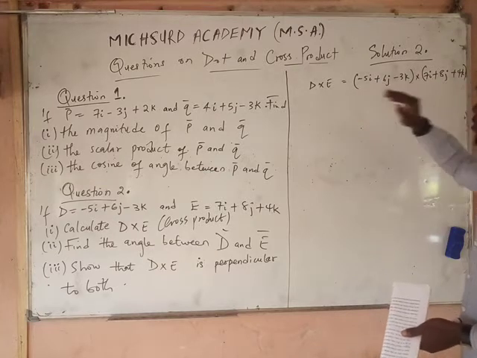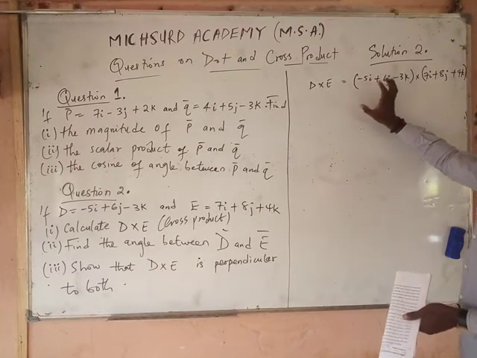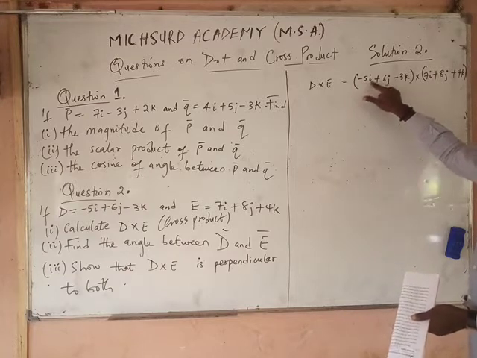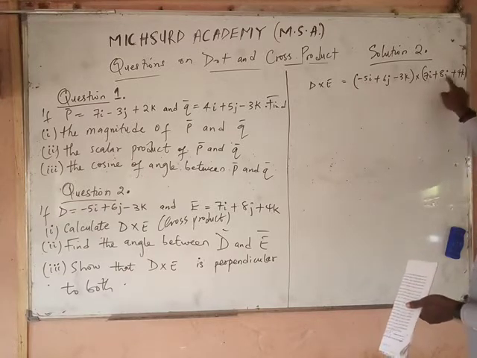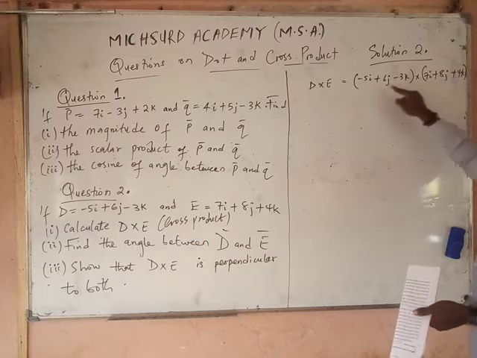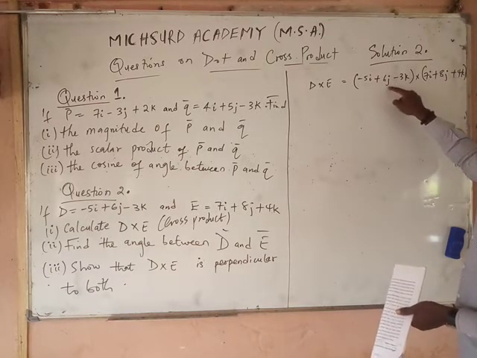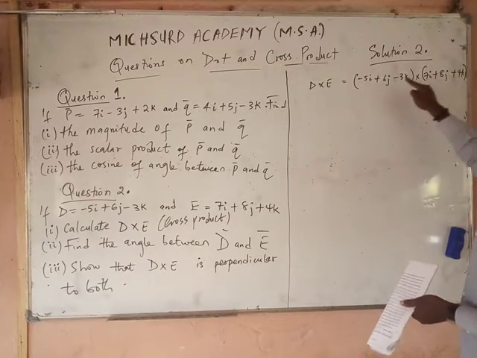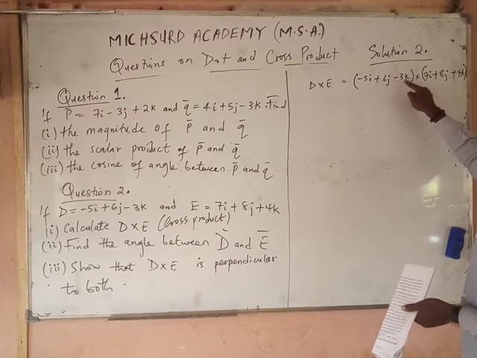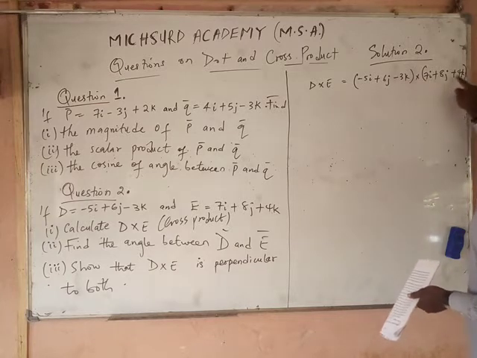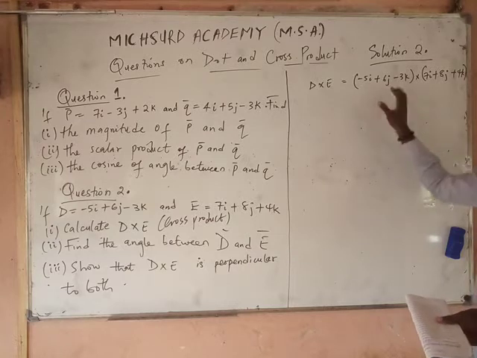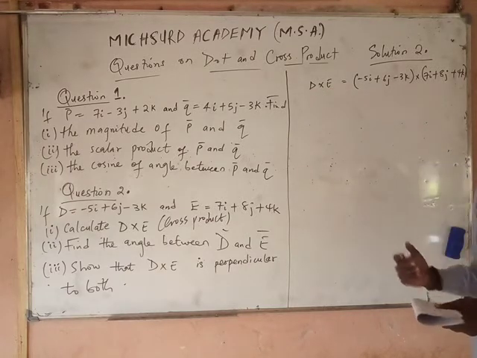Now, we can do the cross product by using this first term here to multiply everything that we have here. Okay, then we move to the next term, use 6J to multiply everything that we have here. Then we move to the next term, minus 3K to multiply everything that we have here. Alright, so this is one method we can use to calculate the cross product.